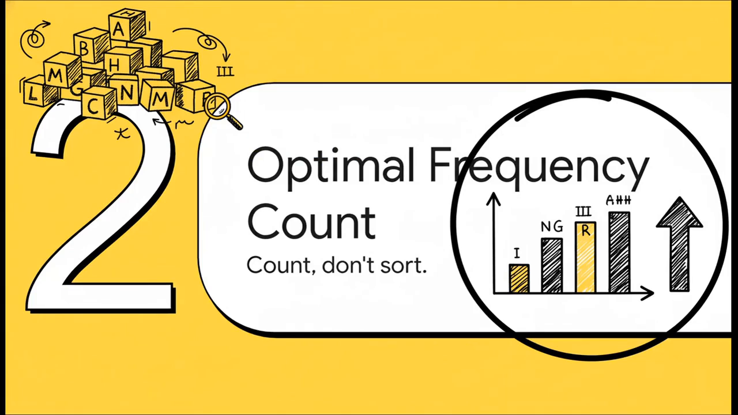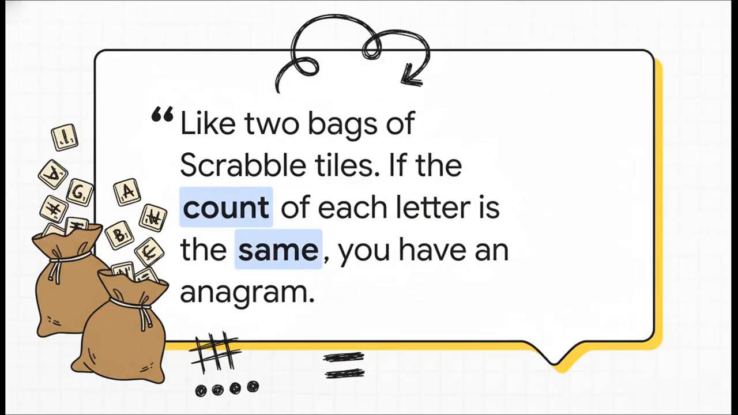This forces us to think about the problem in a totally different way. Instead of worrying about the order of the letters, what if we only cared about the quantity of each letter? This leads us to a way more elegant solution, the frequency count. I love this analogy. Just think of it like you have two bags of Scrabble tiles. You don't need to actually spell the words out, you just dump them out and count the tiles. Does each bag have the same number of A's, the same number of N's, the same number of G's? If all the counts match up, you've got yourself an anagram.